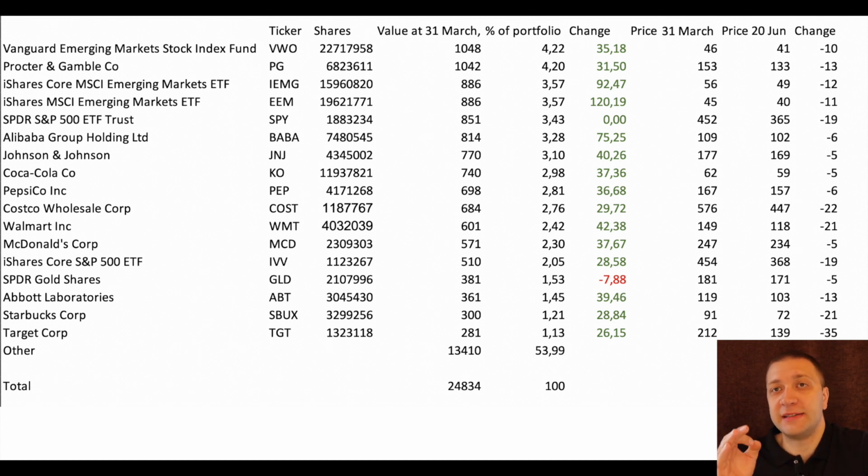Again, the S&P 500 ETF, ticker IVV, around 2% of his portfolio. He trimmed around 8% of his position in GLD. So this shows that he's not really bullish on gold or silver. He has around 1.45% of his portfolio in Abbott, 1.21% in Starbucks, and 1.13% in Target. He has other stocks that represent around 54% of his portfolio, but these 17 represent almost half of his portfolio, 46%.